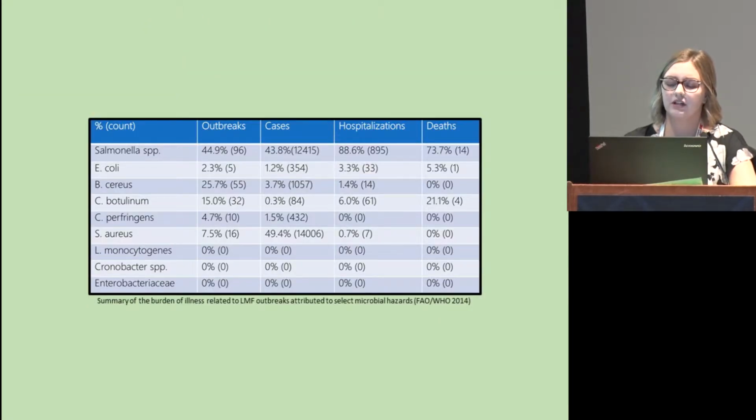When analyzing the burden of illness related to low-moisture food outbreaks, salmonella is dominating the field. Salmonella was responsible for nearly 45% of the outbreaks, leading to nearly 900 hospitalizations and unfortunately leading to 14 deaths. Bacillus cereus, which was the next highest pathogen associated with low-moisture outbreaks, being at 25.7% of the outbreaks, but fortunately leading to very few hospitalizations and 0 deaths.